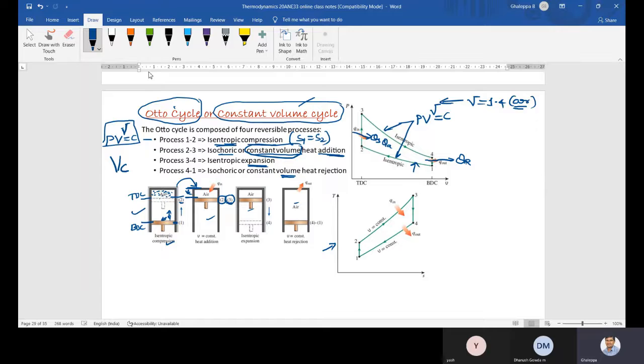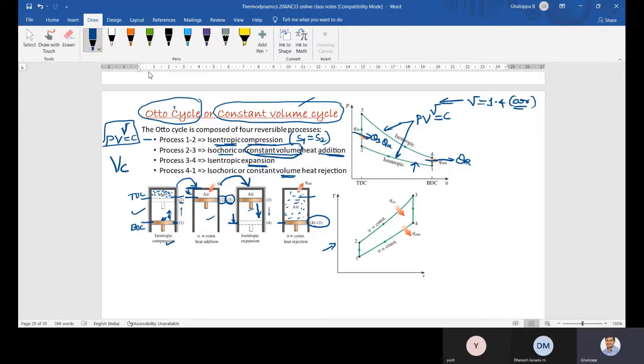Next, during the 3 to 4 process, the expansion process, the piston will move slowly towards BDC. Once expansion completes, this is the position. And in 4 to 1, the fourth process, again heat rejection. During heat rejection, volume will not change. Dear students, I am telling you again and again, volume means the volume of the gas inside will not change. The same volume will be considered.